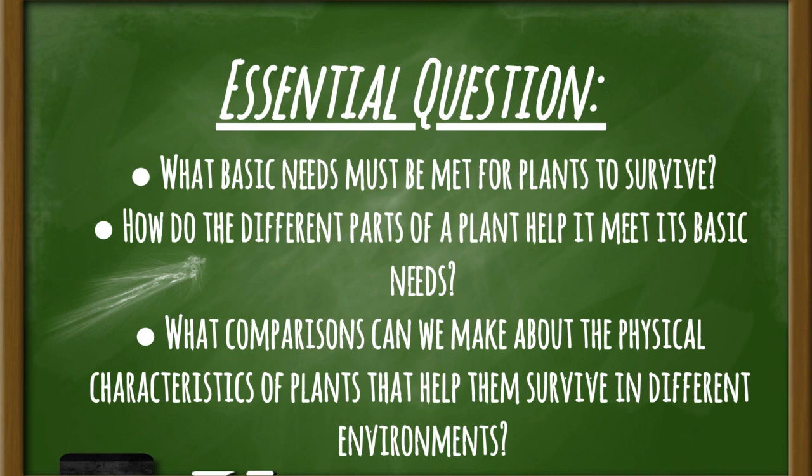And our last essential question for today: what comparisons can we make about the physical characteristics of plants that help them survive in different environments? That's a long essential question. Read it with me, one word at a time, nice and slow. Here we go. What comparisons can we make about the physical characteristics of plants that help them survive in different environments? Nice job, scientists. Remember, at the end of today's lesson, we want to answer these three questions.